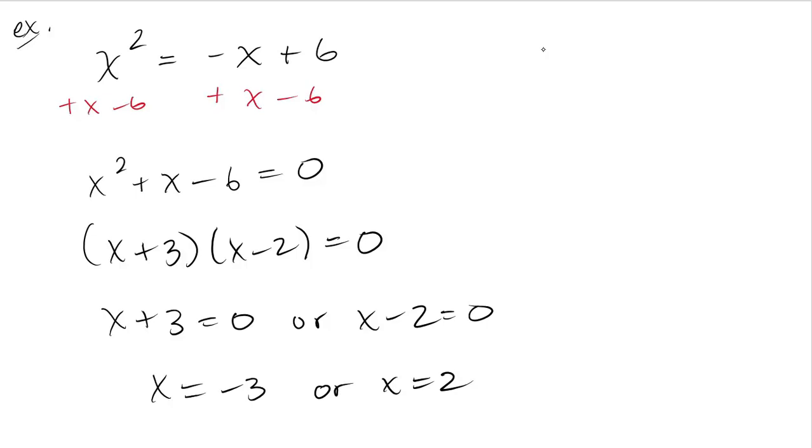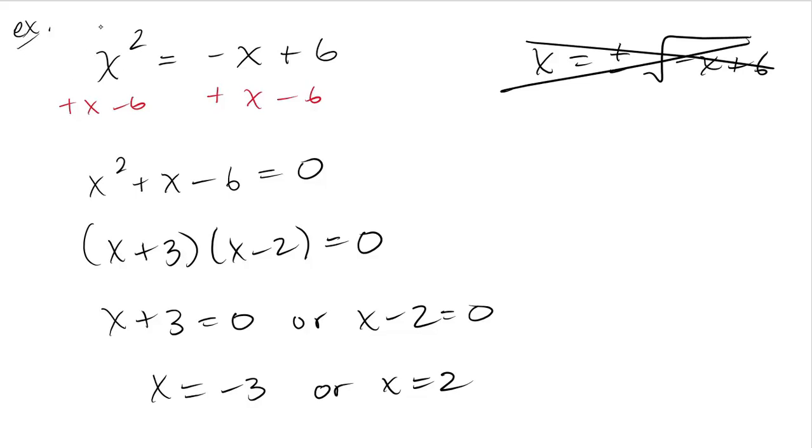Extraction of roots doesn't work here because your first step would be to write x equals plus or minus the square root of the negation of x plus 6, but now you've trapped this x underneath the radical. You're not going to be able to dig it out of there. You can't add x to both sides to get it out because it's underneath the radical. So that won't work.